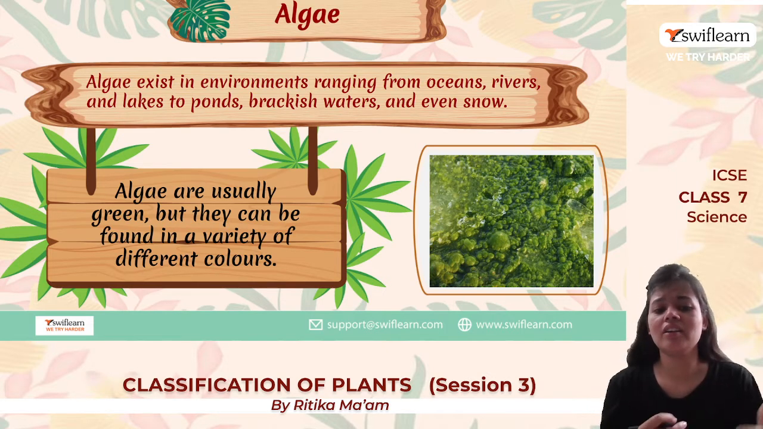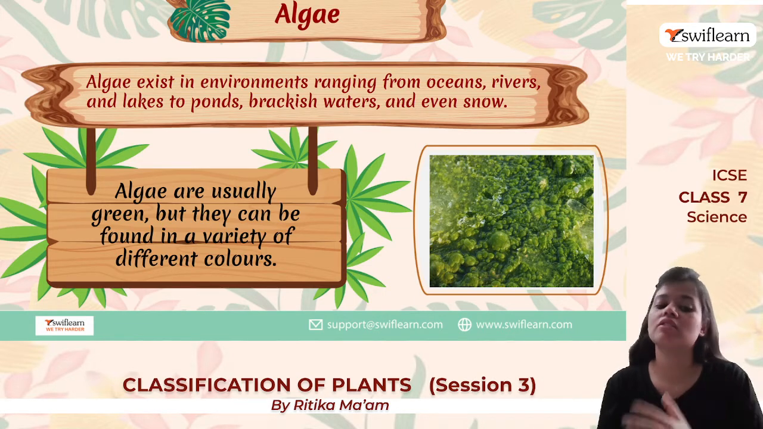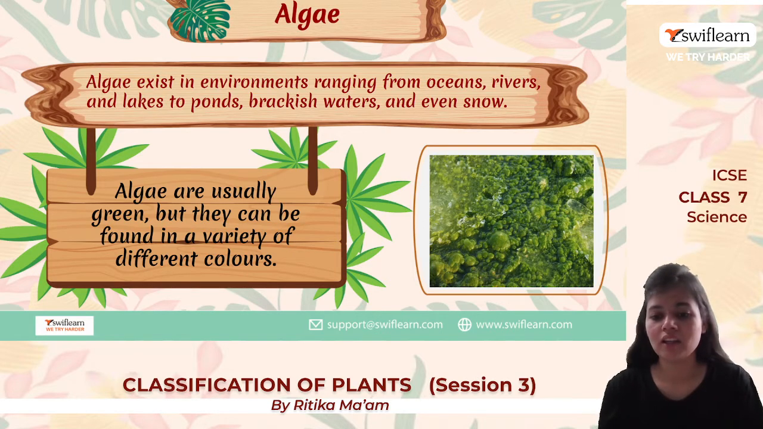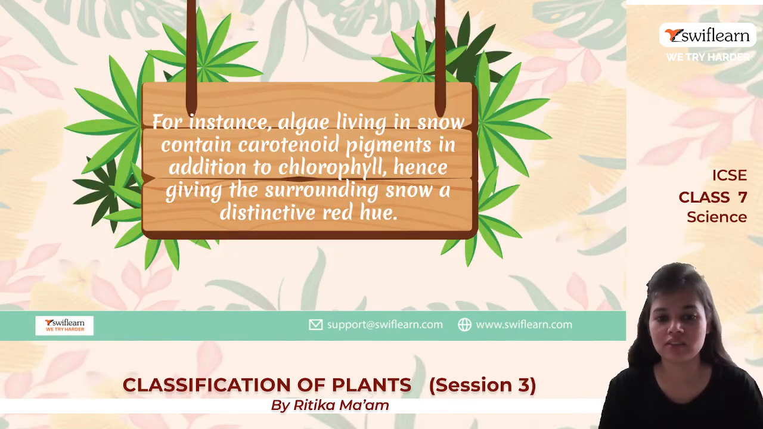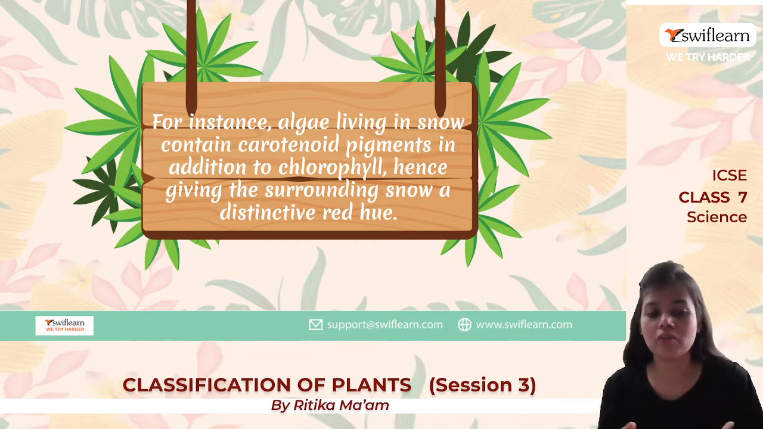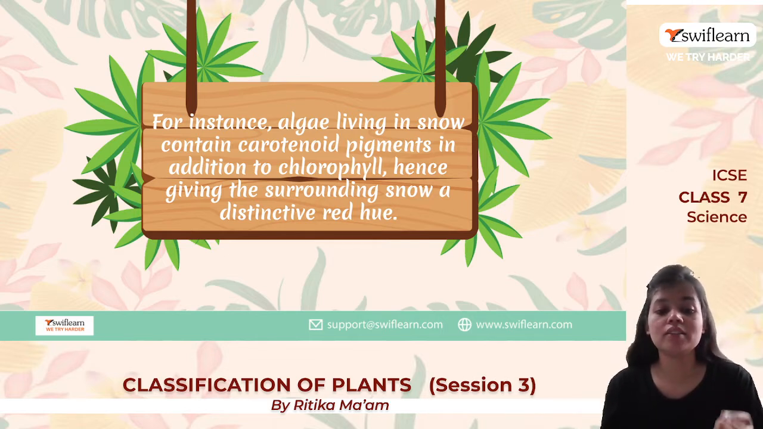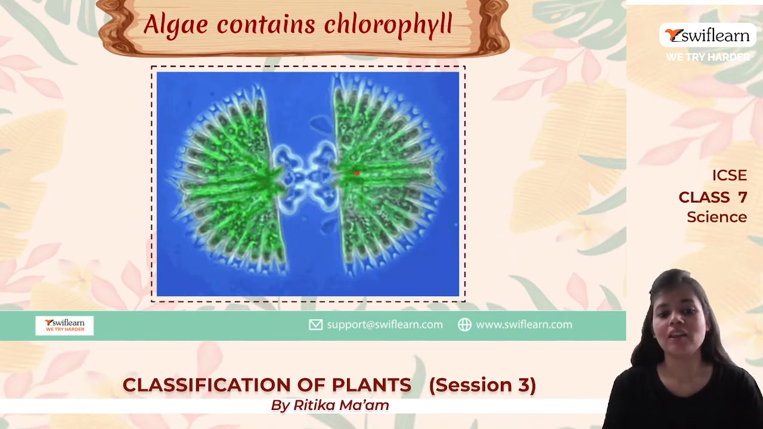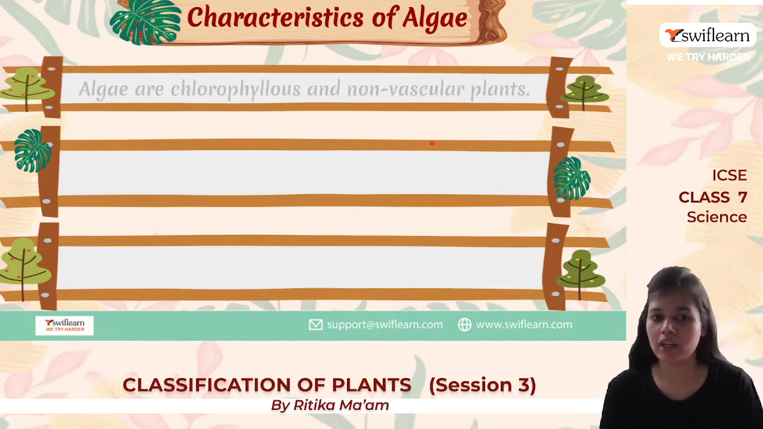So algae exist in the environment. They can exist in oceans, rivers, ponds, lakes, brackish waters, and even snow. Okay, they are normally green. We usually see algae as green in color, but they are also found in a variety of colors. For example, algae present in a snow environment contain a pigment known as carotenoid. So with chlorophyll they also have carotenoid, and it gives a reddish color to that algae.